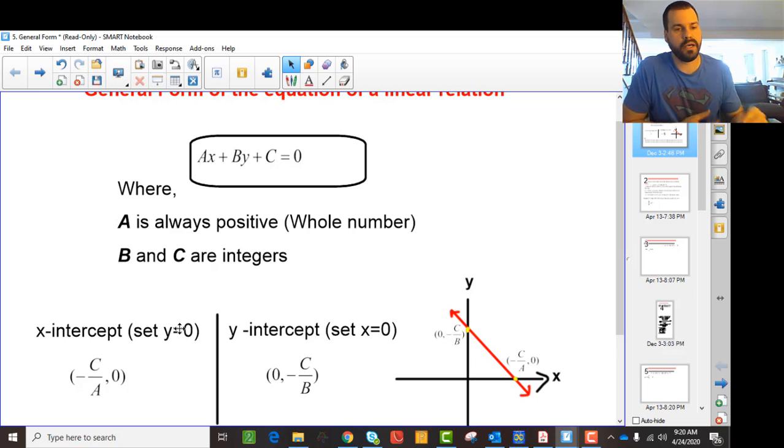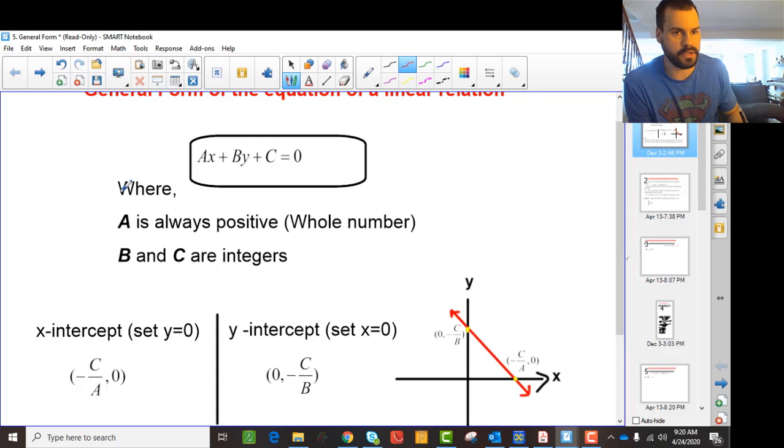If you set y equal to 0, just to show you where we're getting this from, then in this equation we are left with Ax + C = 0. So that means that Ax is equal to minus C, and if you get x by itself, you get x = minus C over A. The reason we're left with that is because if y is 0, that term goes away.